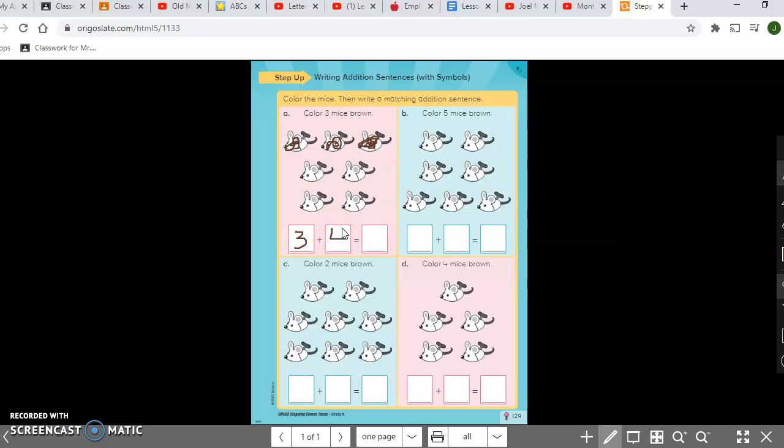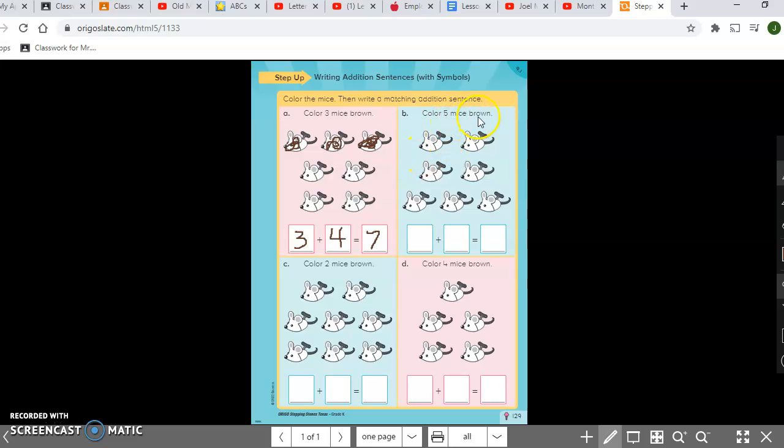And then, after the equal sign, we are looking at the total amount of mice. So 3 brown mice plus 4 white mice equals how many? 1, 2, 3, 4, 5, 6, 7. 7 goes in this last one. 3 brown plus 4 white equals 7, or 3 plus 4 is the same as 7. That's addition. That's all there is to it. Good job, boys and girls. Let's do one more, and you can do the last 2 on your own.